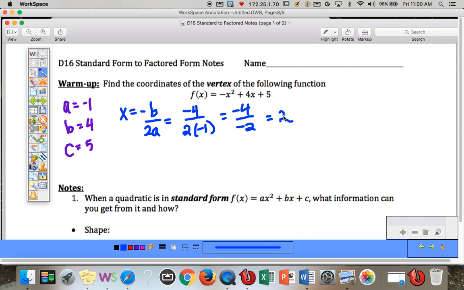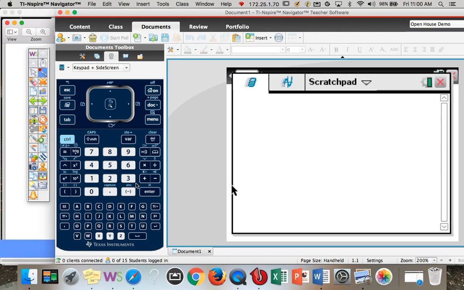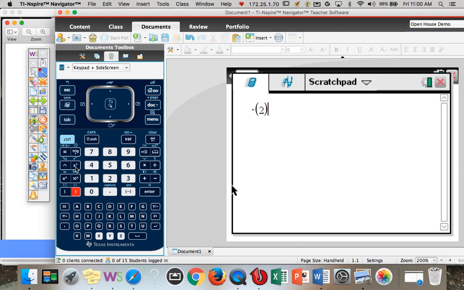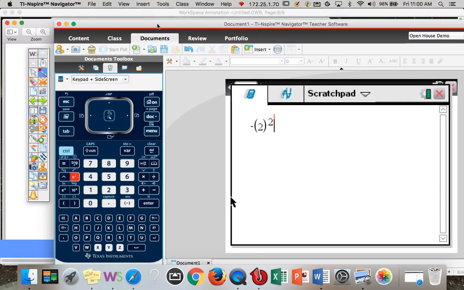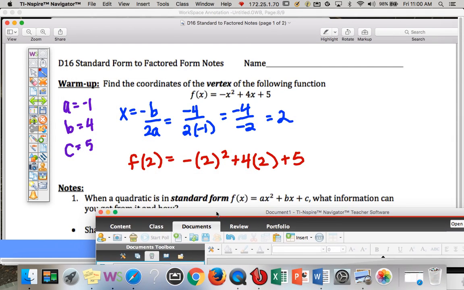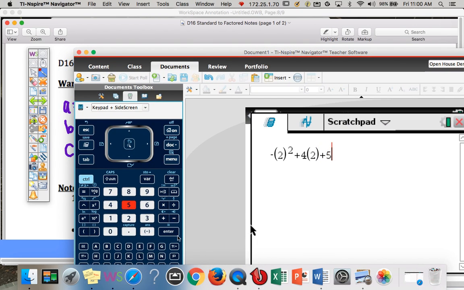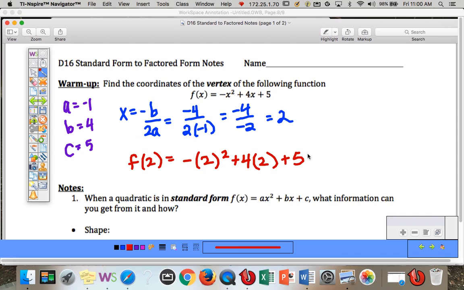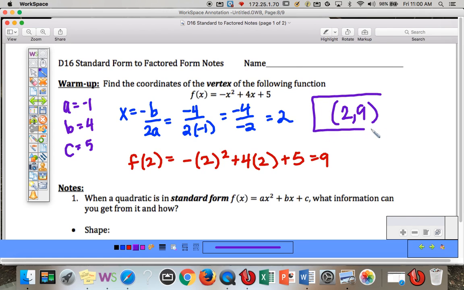which is 2. All right, so to find the y value, because we need the coordinate here, we're going to plug into the original function. F of 2 means plug in a 2: -2 squared plus 4 times 2 plus 5. So if we type that in our calculator, -2 squared plus 4 times 2 plus 5. So here's the y value, 9. So if we were to graph this at 2, 9, this graph would change direction.